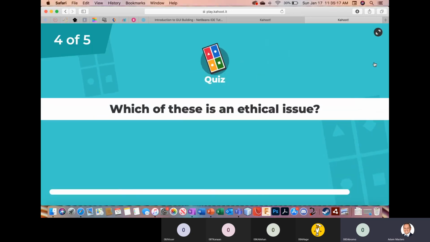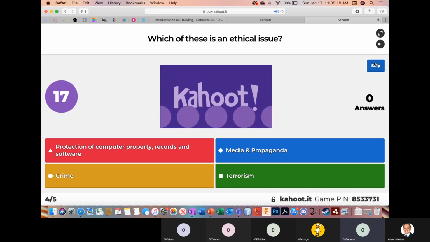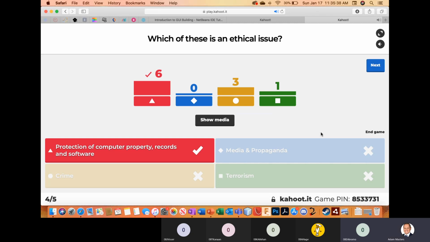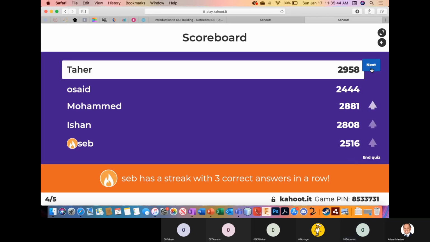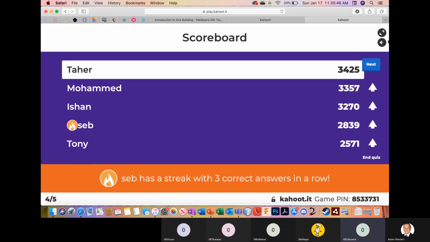Which of these is an ethical issue? So this is the other one. Can it be right or wrong? I just realized I may have put an... yeah. Okay. No, not in computer science. Not these two. Oh, Seb, well done.